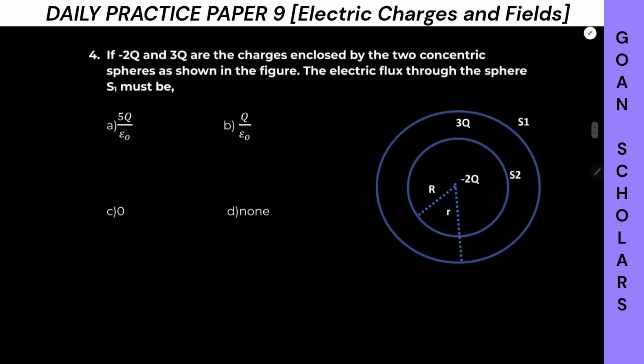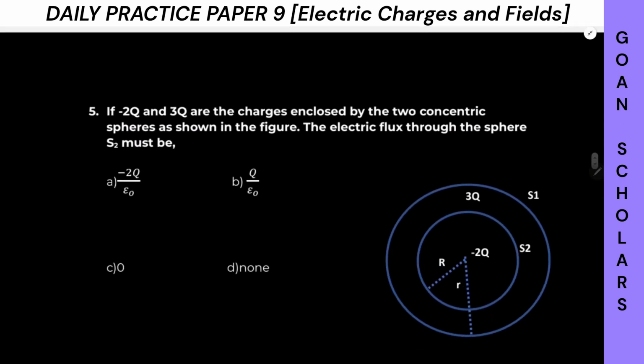Let's move to question number 4. It says, if minus 2Q and 3Q are the charges enclosed by the two concentric spheres, the electric flux through the sphere S1. So you can see here, flux phi S1 will be equal to the charge 3Q minus 2Q. Sir, we have to take the negative sign? Yes, because flux is a scalar quantity. So 3Q minus 2Q upon epsilon naught. So that will be the total charge enclosed. So this will be Q by epsilon naught. Be very careful. The correct answer is option B.